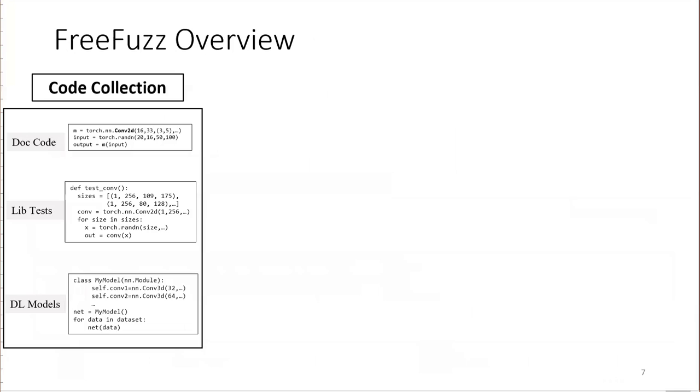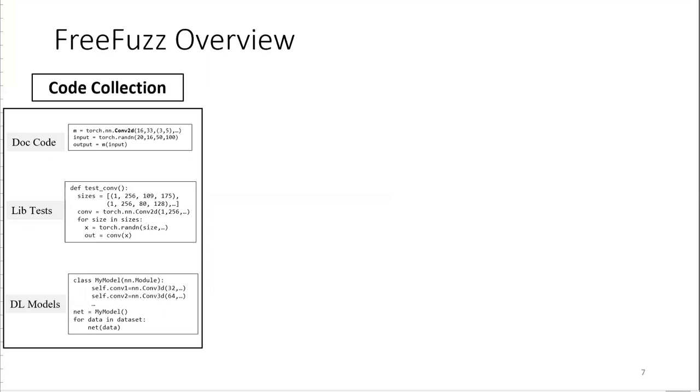Next, I will gradually show the overview of our approach, FreeFuzz, which is mainly composed of 4 stages. The first stage is code collection. As shown in the figure, FreeFuzz obtains code from 3 different sources: code snippets from library documentation, library developer tests, and various DL models in the wild, all of which can be obtained from open source automatically.